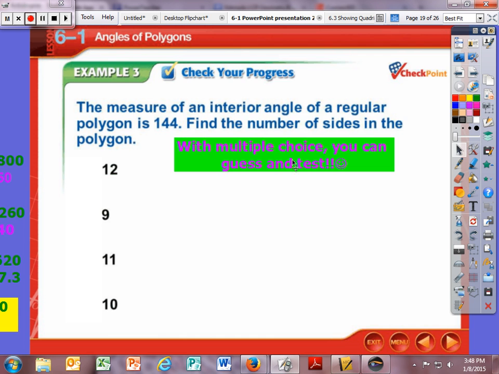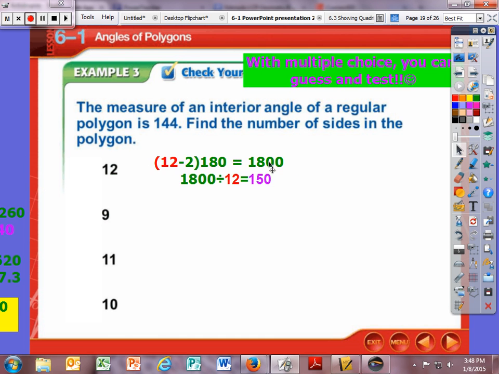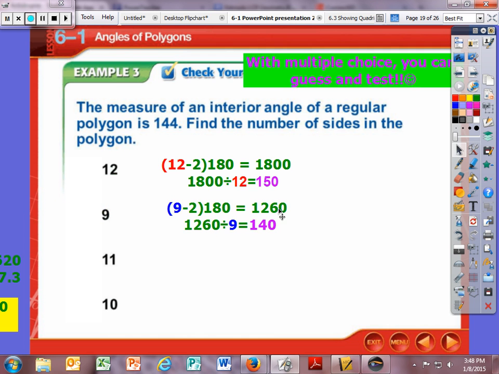Once you've had a chance to try it on your own, let's take a look at this first one. If we guess and test and plug in 12, 12 minus 2 times 180 gives me the sum. If I divide the sum by the number of sides, I get 150. Well, that's not 144, so I'm going to keep going. Next one, I'm going to plug in the 9. Again, notice when I divide the sum by the number of sides, I get 140. But I don't want 140, I want 144, so I know 9 is not my answer.